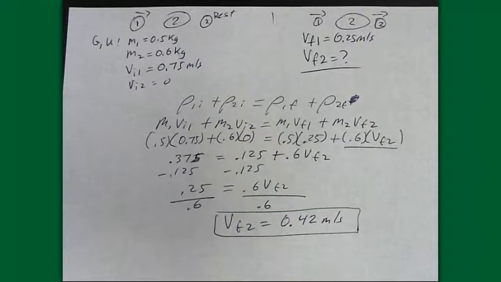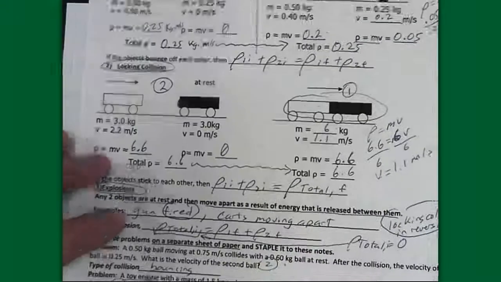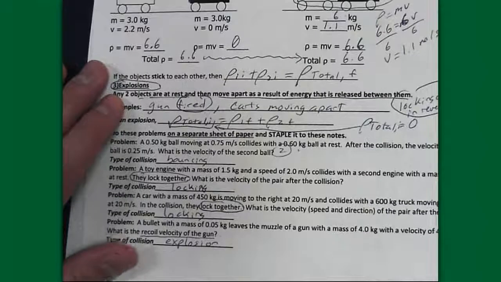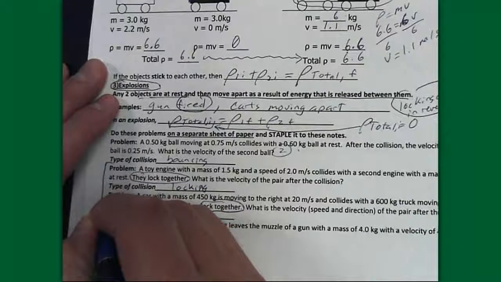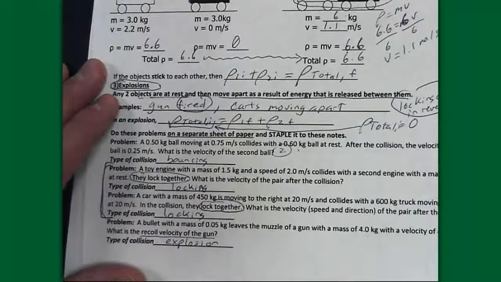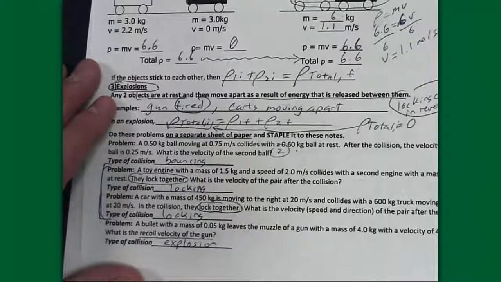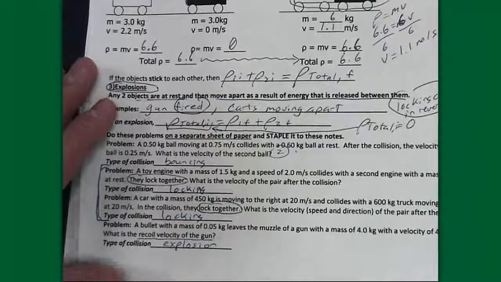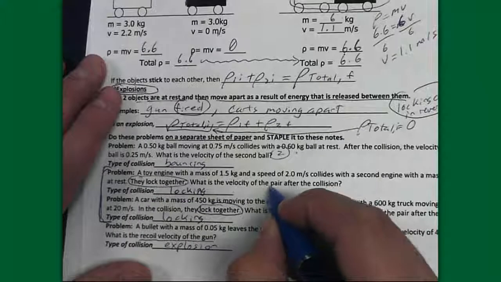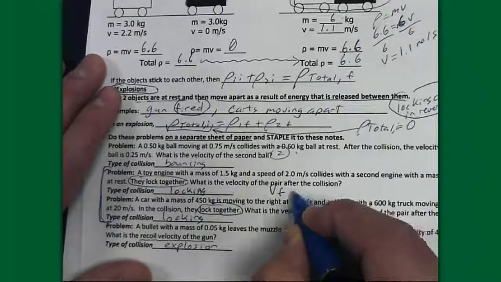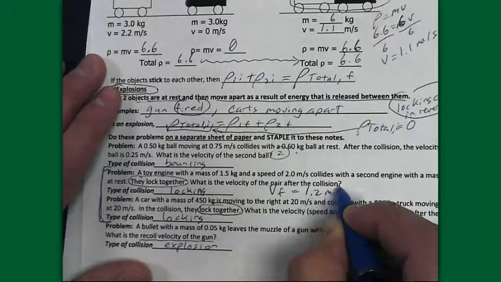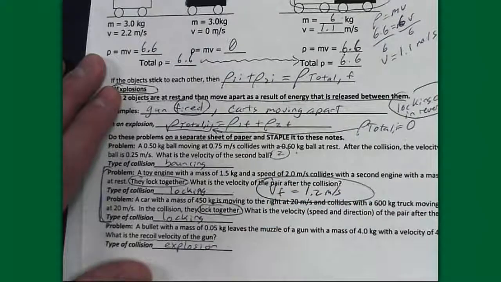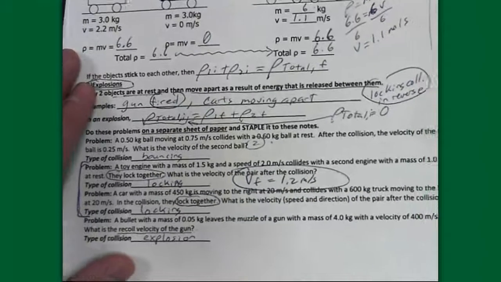I want to give you a minute to work on these middle two problems on your own. I want you to look at these two practice problems, the second and third one. I want you to work them on your own. I will go ahead and tell you the answers to them. You should get that the final velocity of the pair is 1.2 meters per second on this one, and I will work that out with you if you don't get it right.